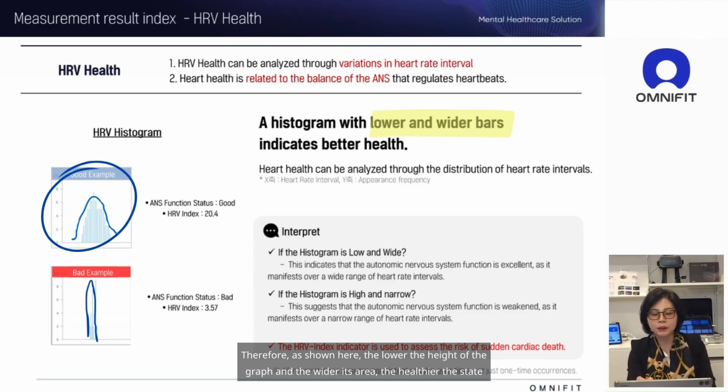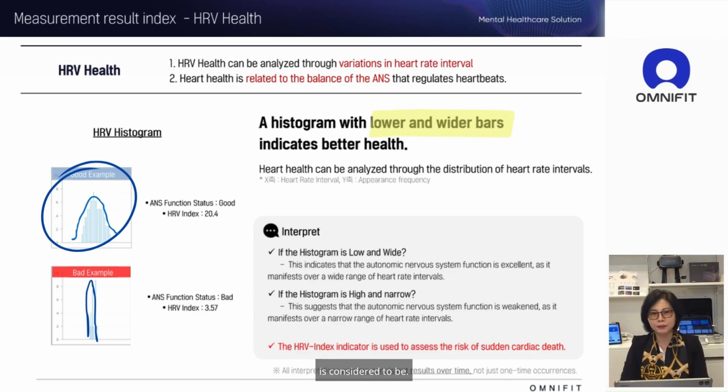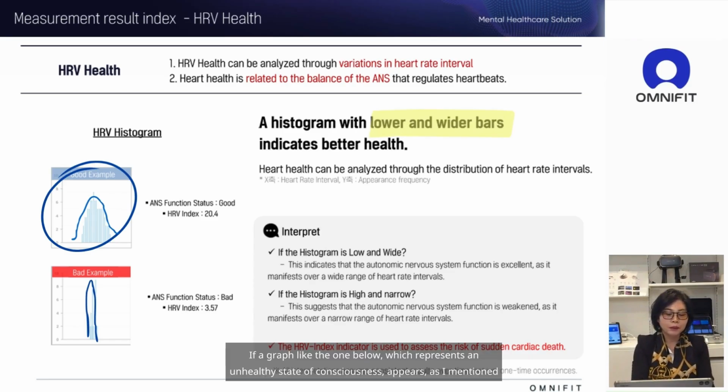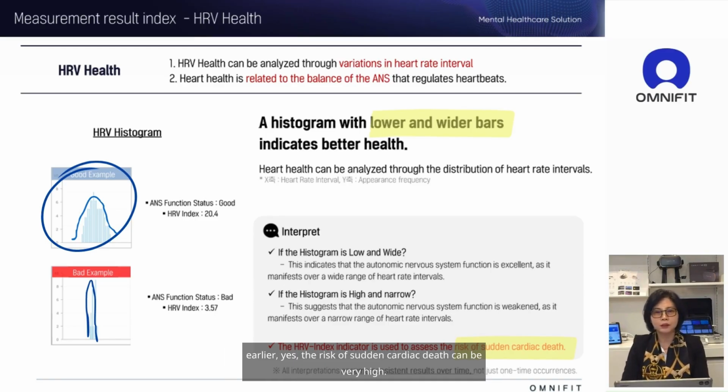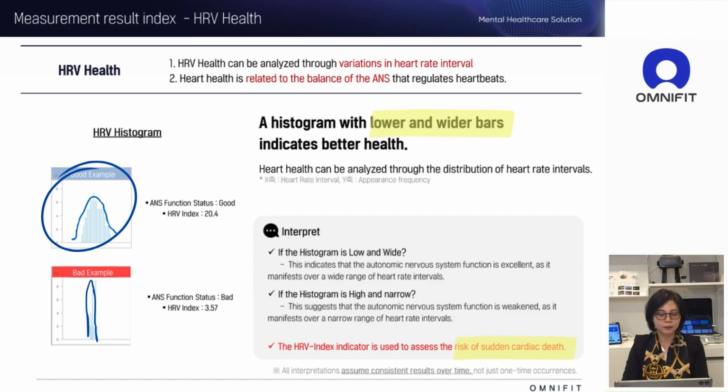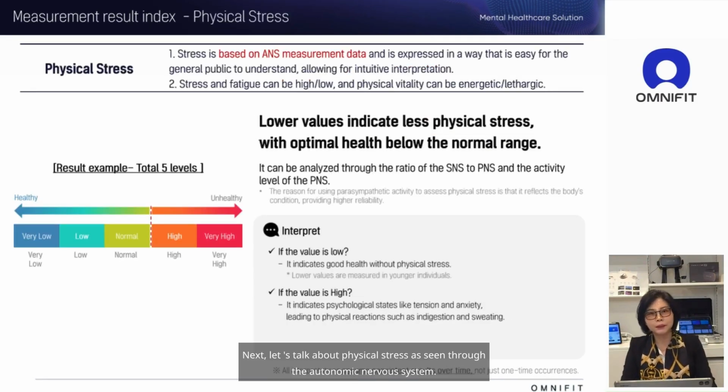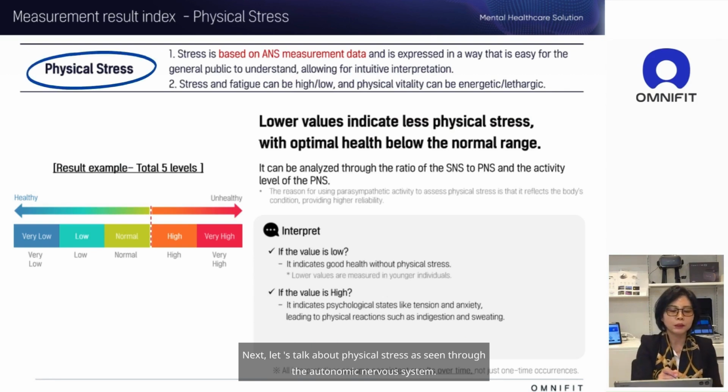Therefore, as shown here, the lower the height of the graph and the wider its area, the healthier the state is considered to be. If a graph like the one below, which represents an unhealthy state of consciousness, appears as I mentioned earlier, yes, the risk of sudden cardiac death can be very high.